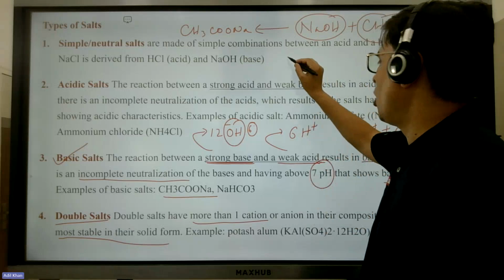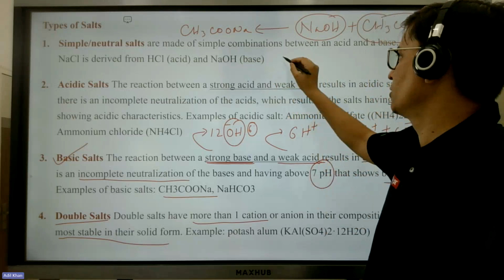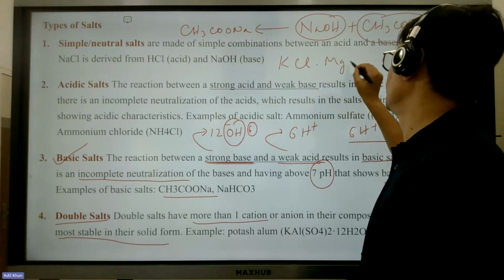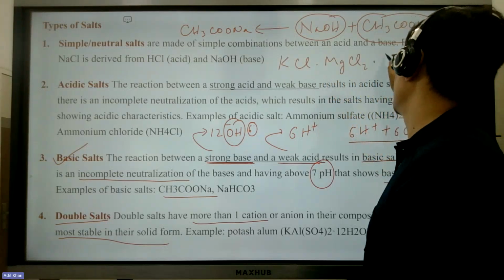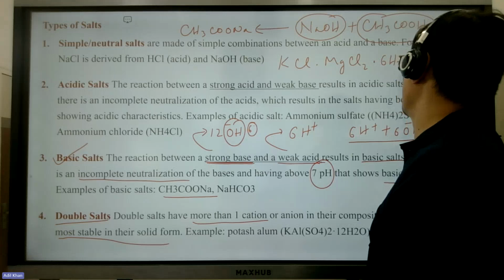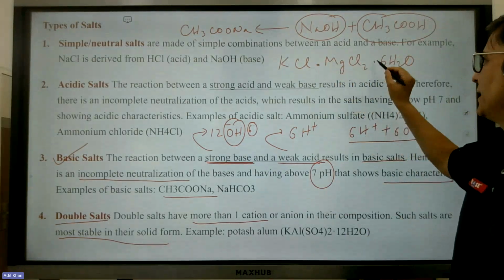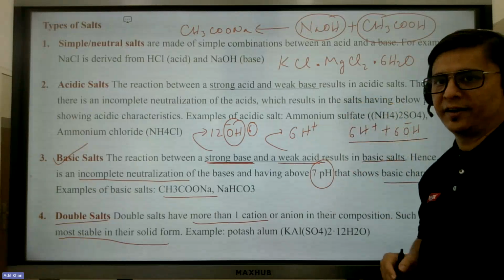This is potash alum. Or I can give you the example of carnallite also, that is KCl.MgCl2.6H2O, with 6 molecules of water. These 6 molecules of water are water of crystallization. This dot means there is a weak interaction. There is no strong bond, only weak interaction.